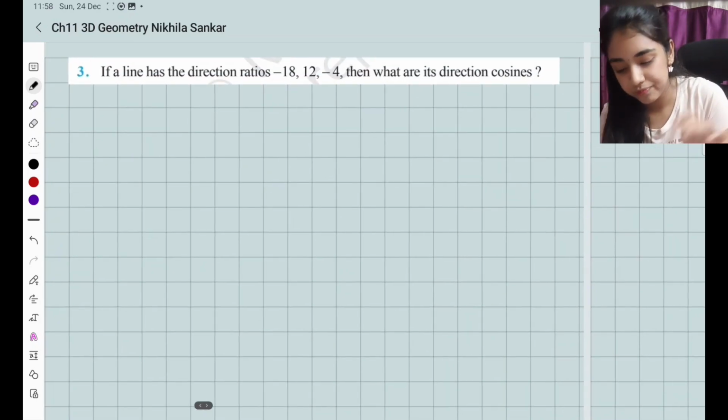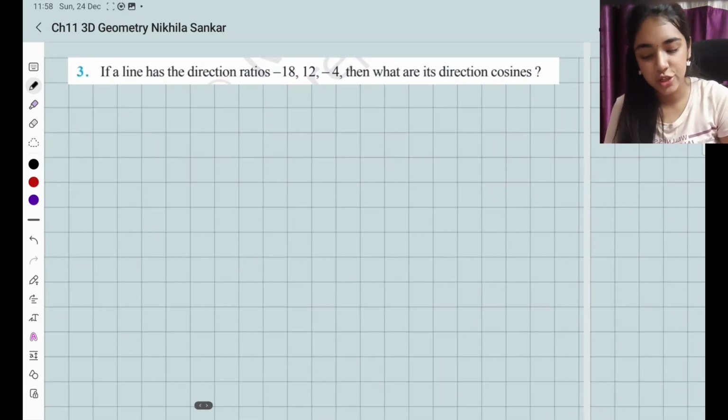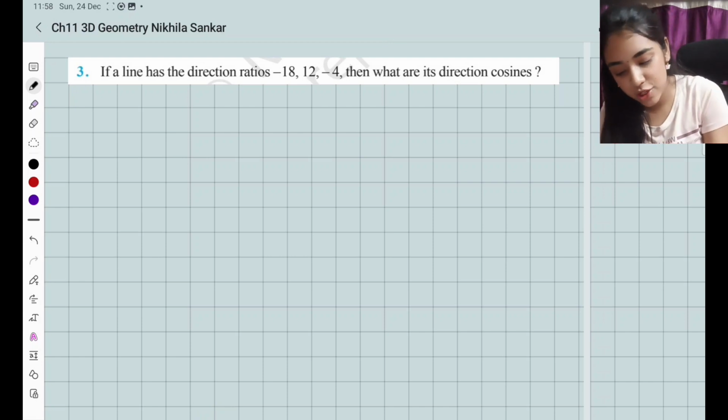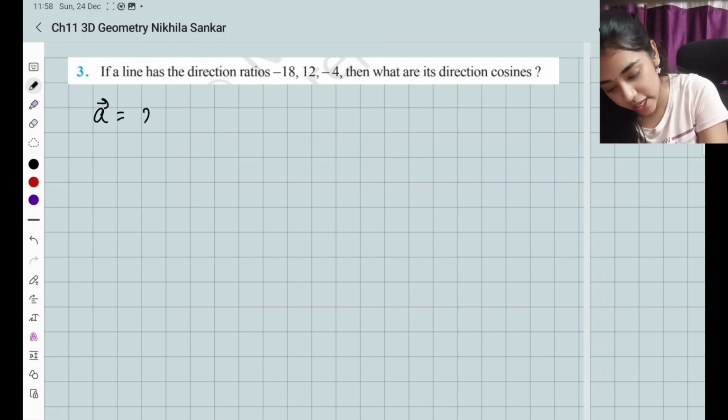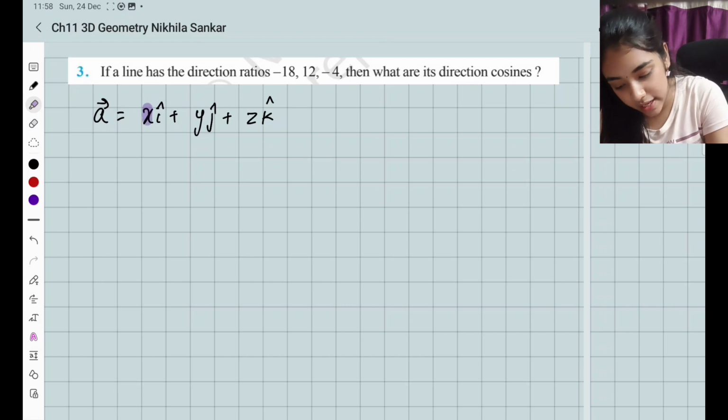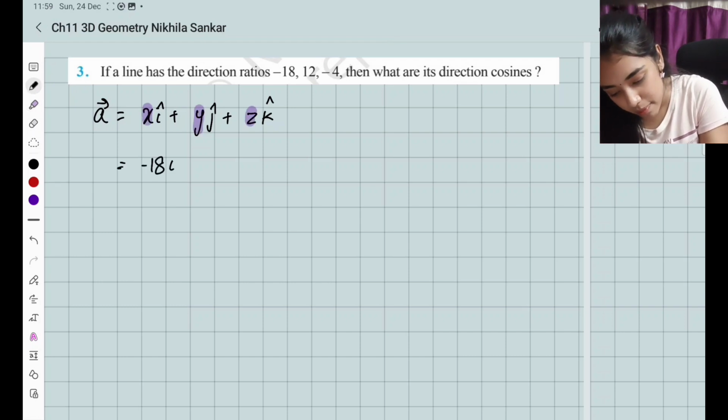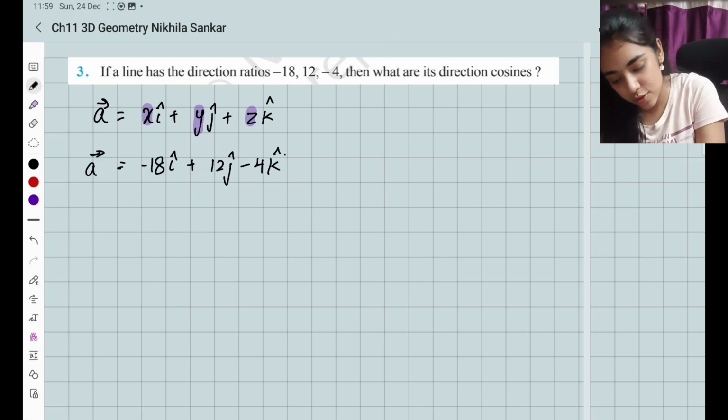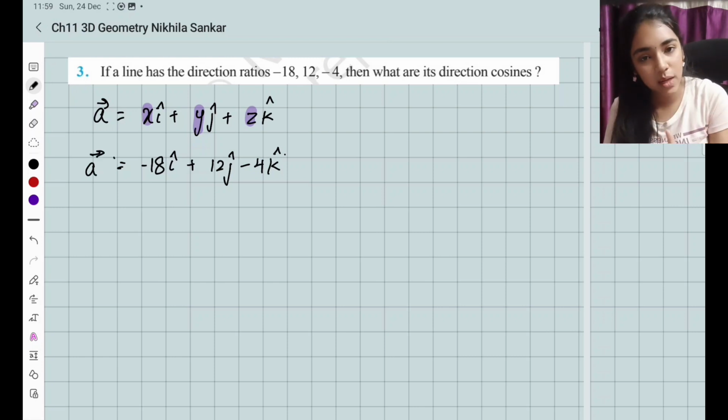Question number 3. If a line has direction ratios minus 18, 12, minus 4, what are the direction cosines? If a direction ratio na enna, you have some vector A, which is of the form xi cap, yj cap plus z k cap. Idhula direction ratios edala x, y and z are the direction ratios, which are given to be minus 18, then 12, then minus 4, k cap. Okay, so this is going to be the equation of my vector. எல்லா क्वेश्चनக்கும் இது மாதிரி எழுதுங்க. இது கேட்கல, பட் இது எழுதுனா இன்னும் கொஞ்சம் ஈஸியா இருக்கும்.